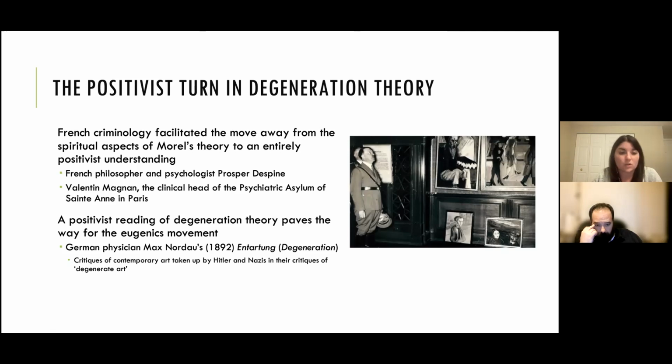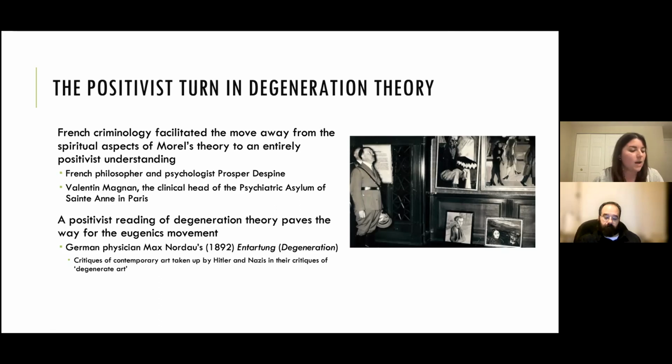And we see others following suit, like Valentin Magnan, the clinical head of the psychiatric asylum of St. Anne in Paris, who starts writing on Morel's theory in 1882. He was really interested in alcoholism and is drawn to Morel's idea that alcoholism is a hereditary illness. But here we see Magnan totally strip Morel's theory of any religious or mystical influence, specifically his framing of degeneration as being tied to original sin. He frames degeneration in the context of evolutionary development, saying that degeneration is just a deviation from normal development.